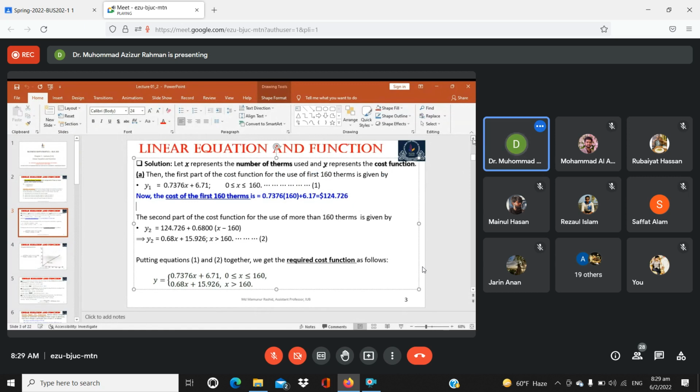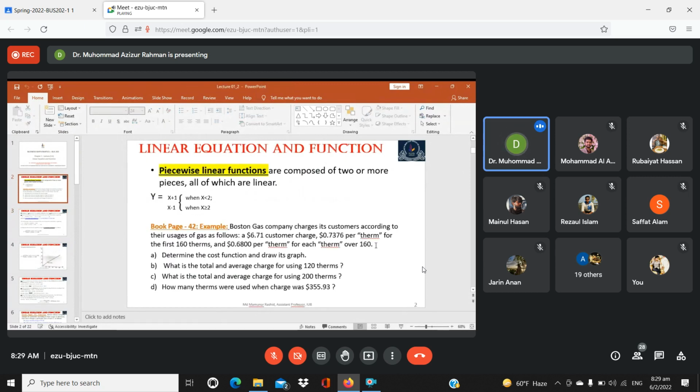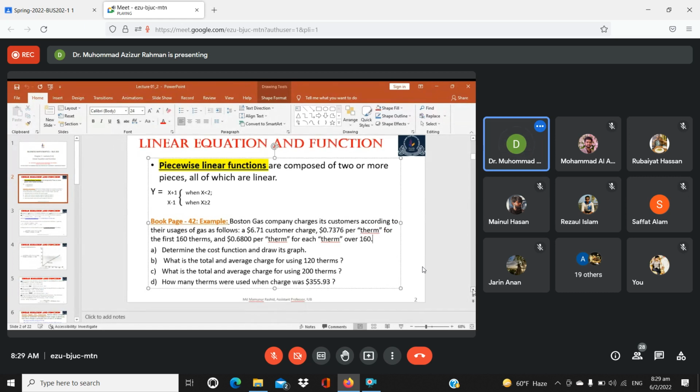Then for the second piecewise function, if you exceed 160 therms, your rate also changes. You have to pay 68 cents per therm for each therm over 160. Using this condition, we write the function.